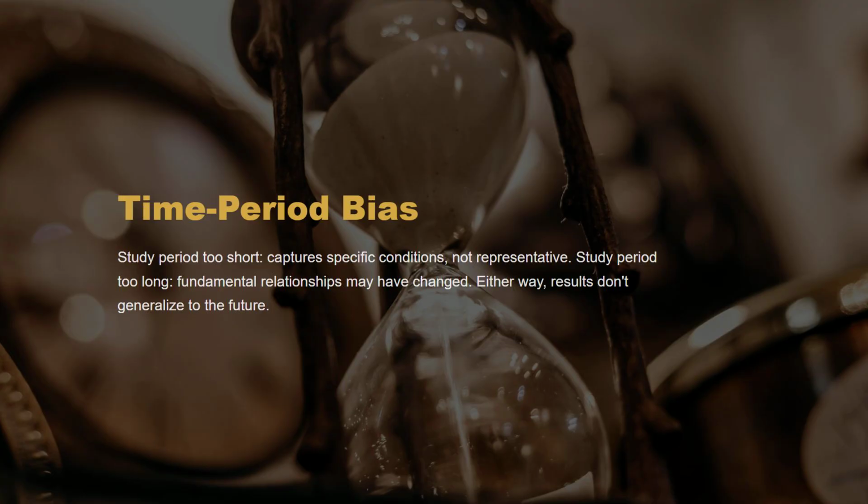Too long, and the fundamental relationship may have changed during the period. A 50-year study of interest rate behavior includes periods with fundamentally different monetary policy regimes. The gold standard, Bretton Woods, free-floating currencies. Averaging across all these regimes masks the fact that relationships within each regime are very different. The CFA exam tests this by presenting studies where the time period chosen conveniently supports the researcher's conclusion. If the question says the study covers only a bull market or only a recession, think time period bias.